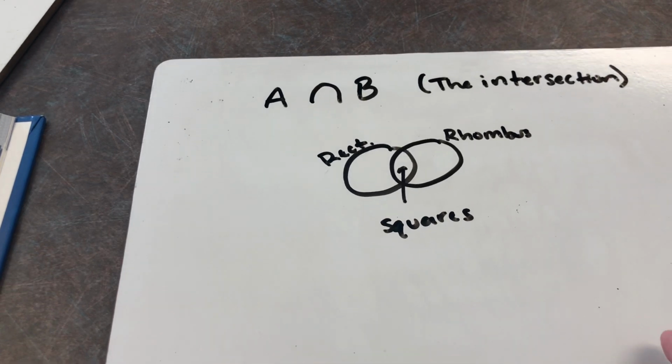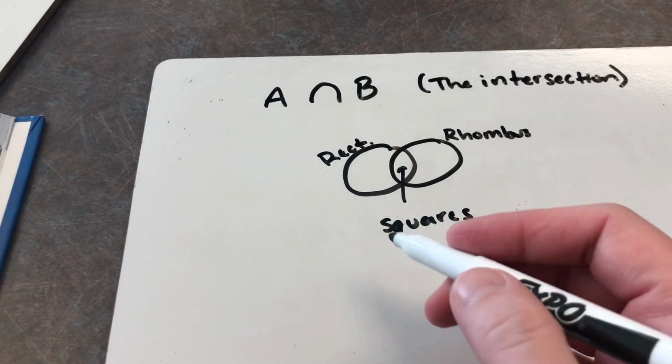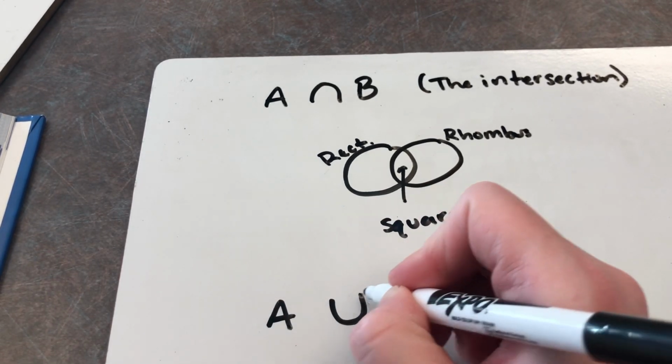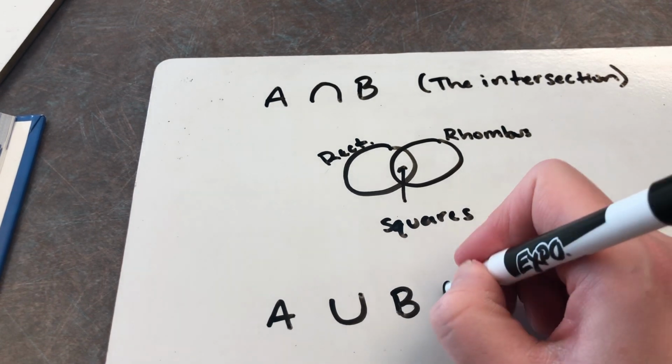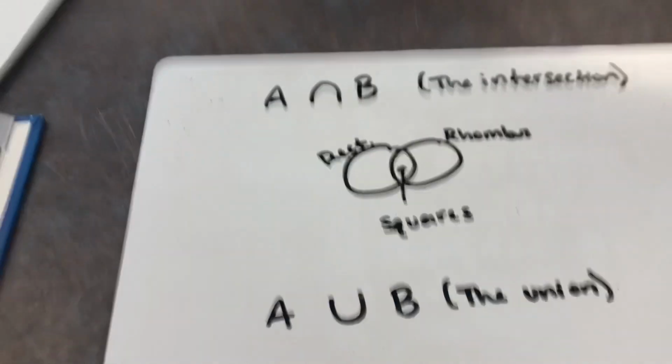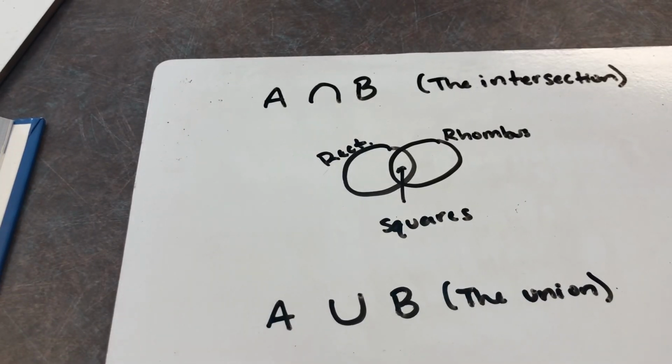We also have something called a union, and that is when we combine things. So if you think about a union like a marriage, it's where you bring everything together. So this is the union of sets A and B. All right, so it's where all of the things would be combined.